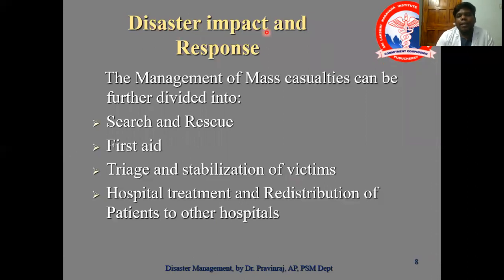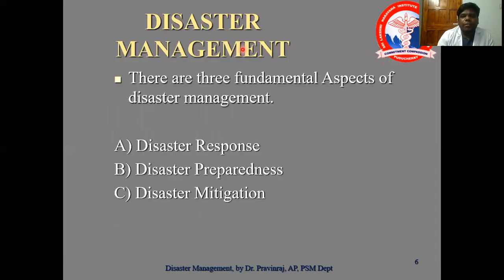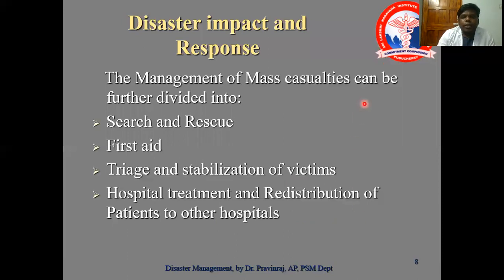So disaster impact and response. So we have seen the three aspects: disaster response, preparedness and mitigation. Now we will start with disaster response. So what are the things? There will be a mass casualty. So what do we have to do? We have to search and rescue the people.